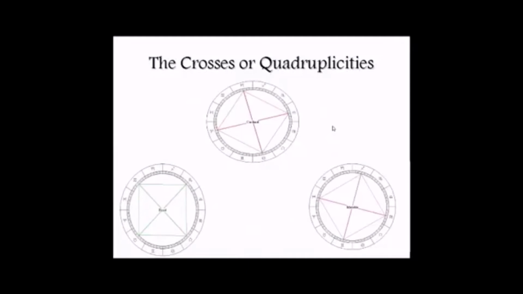Okay, now we had 4 elements, and there were 3 of each. Now we've got 3 crosses or quadruplicities, and there are 4 in each. We have Aries, Cancer, Libra, and Capricorn, which are the cardinal signs. And I've linked them here in red just to suggest their relative dynamism compared to the other signs. They're the initiating or leading signs.